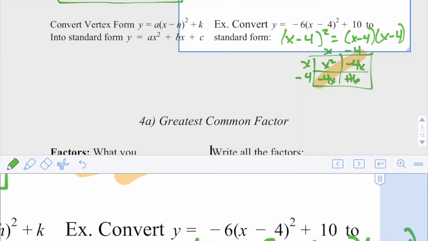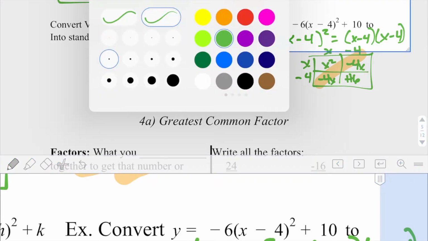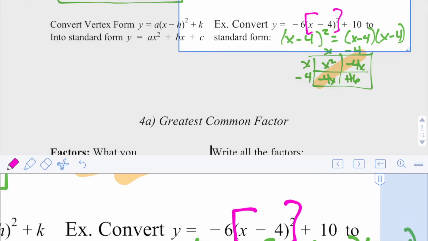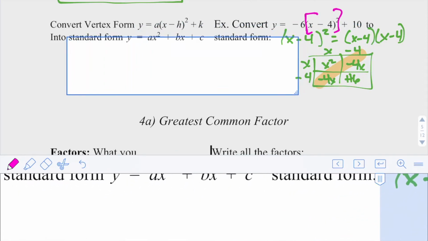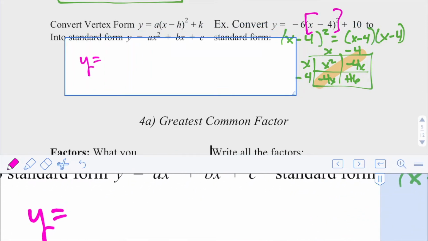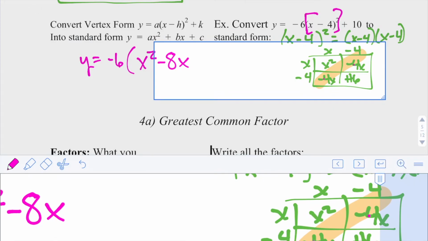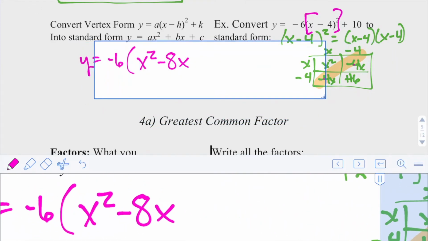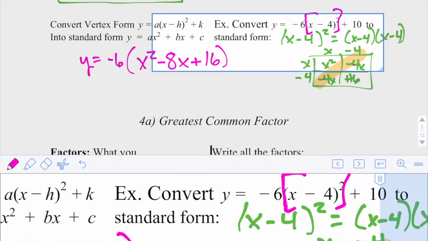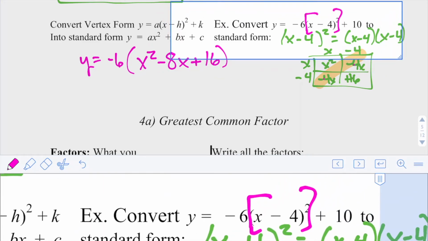So I can then write this part, just this part is all I've done so far, right? I can rewrite this quadratic as y equals -6, and then I have x squared minus 8x, right? Because -4x plus -4x gives me -8x, and then plus 16. And then on the outside over here, I have this plus 10. So this -6 had to stay out there, and so did this plus 10.